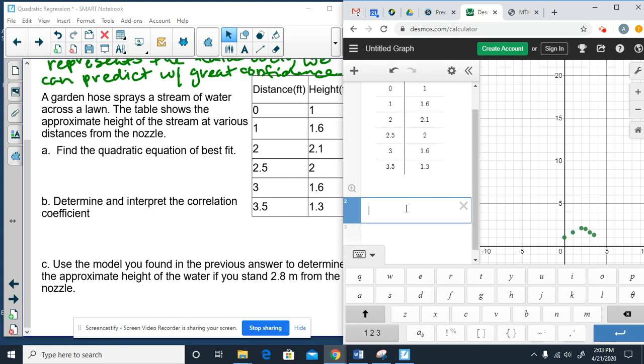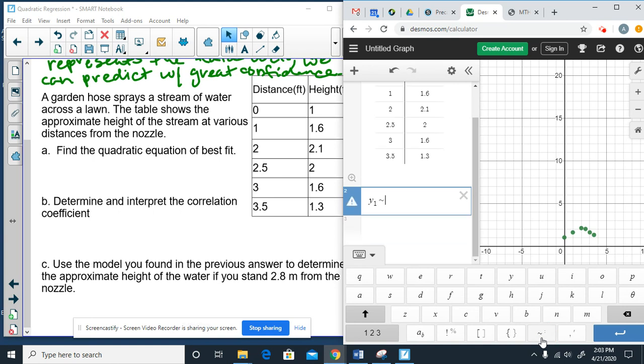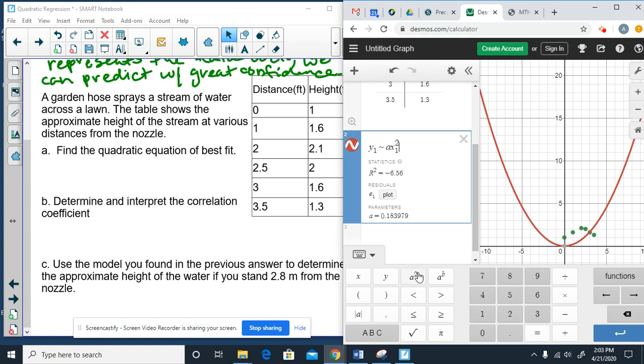All right, so now the second part, we want Desmos to give us the estimated A, B, and C for this data. So again, we're going to enter y sub 1, approximately equal to a x sub 1. It's a quadratic, so this is squared, a x squared, plus b x.